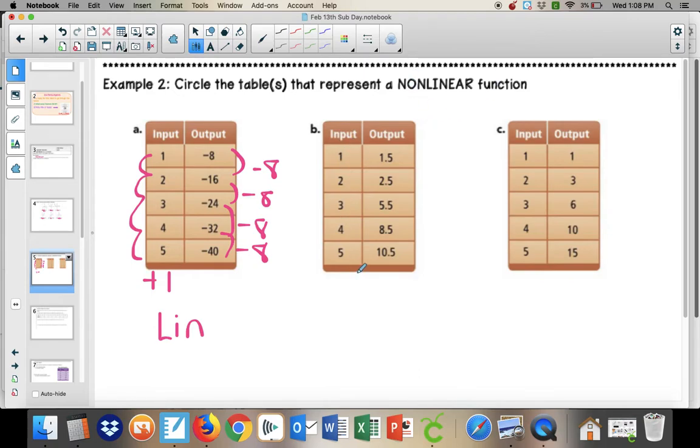All right, my inputs on this next one. Each of my inputs is going up by 1.